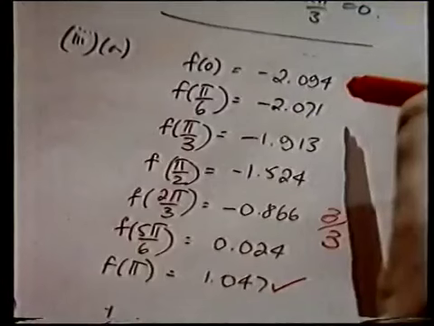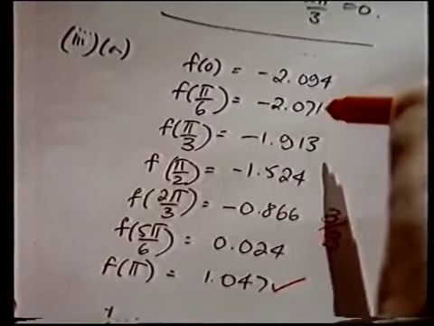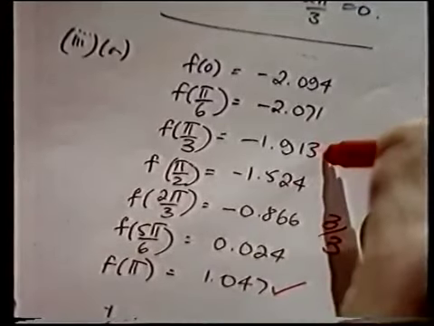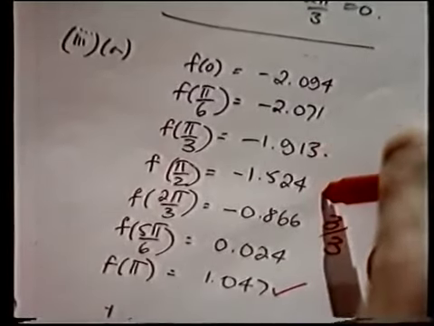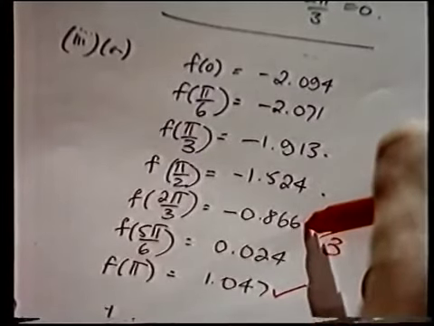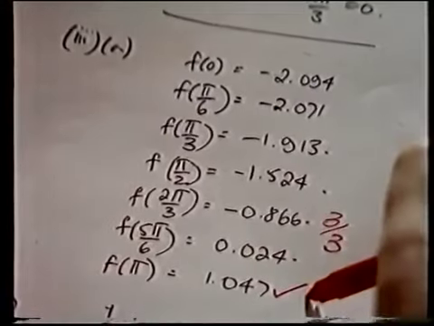Well, if you've got a pencil handy, then before we go on to the answers to part 3, you might like to jot down what the correct function values are. I've got a student here who has the correct answers on the script, so let me read them out for you. F of 0 is minus 2.094. Then we get minus 2.071, minus 1.913, minus 1.524, minus 0.866, 0.024, and lastly, f of pi is 1.047.